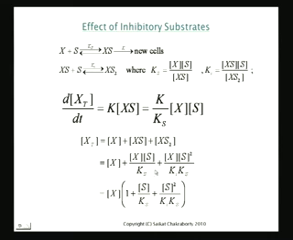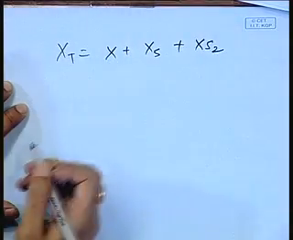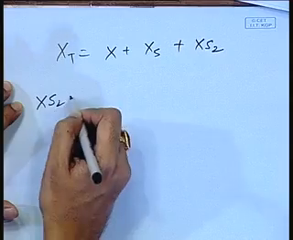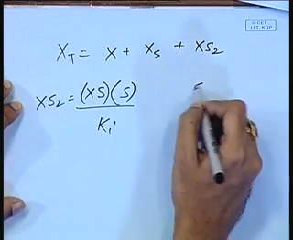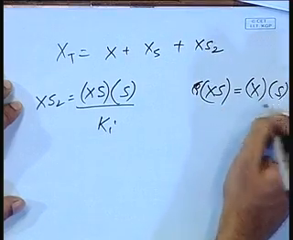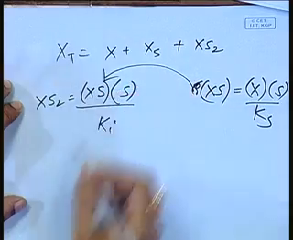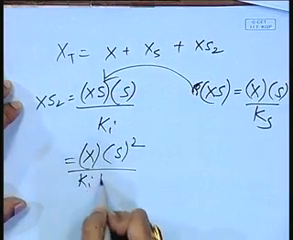Right. So I can write this like this, and then I can take x common out of the whole thing, and this is the part I get. I'll just show you if there's any problem with this. So xt equals x plus xs plus xs2. I'm just doing away with the brackets. So xs2 equals xs times s over ki. Now xs equals x times s over ks. I replace this over here. So what I get is x times s square over ki ks.